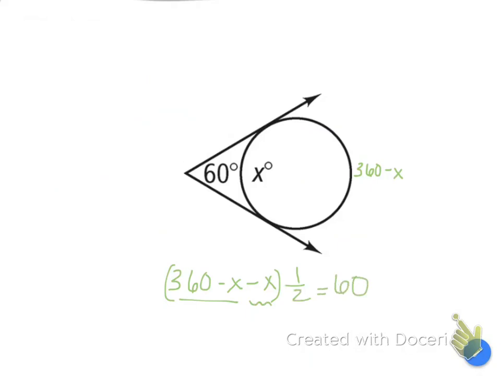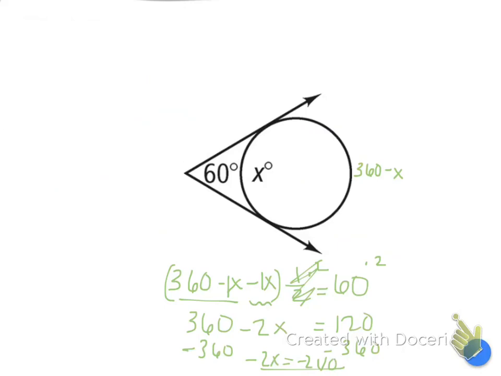I'm just giving you something different in this. If I want to get rid of a half, I'm going to multiply both sides by 2. So it goes away over here. I now have 360. Let's go ahead and simplify. Negative x minus x, so it's like negative 1 minus 1. We get negative 2x. We're going to subtract 360. So 120 minus 360, I get negative 2x equals negative 240. Divide by negative 2, and it's going to be 120.